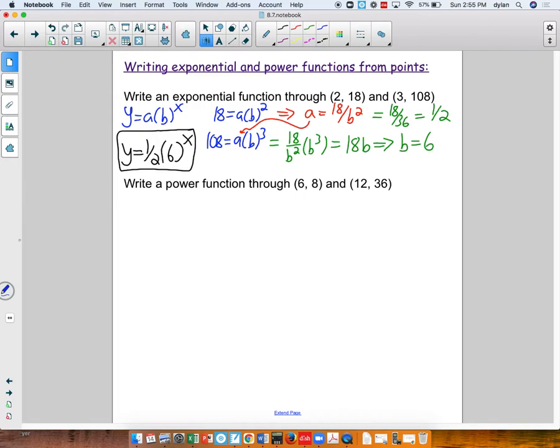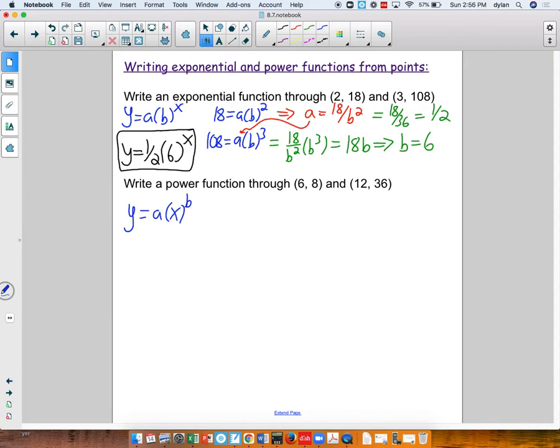So now, instead of writing an exponential equation through 2 points, we can also write a power function through 2 points. And just as a reminder, for our power function, we're looking at y equals a times x to the b. And again, we need to set up a system of equations so that we can figure out the values of a and b that will result in a curve that goes through those 2 points.